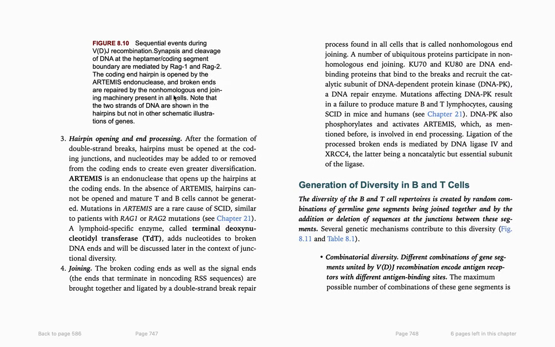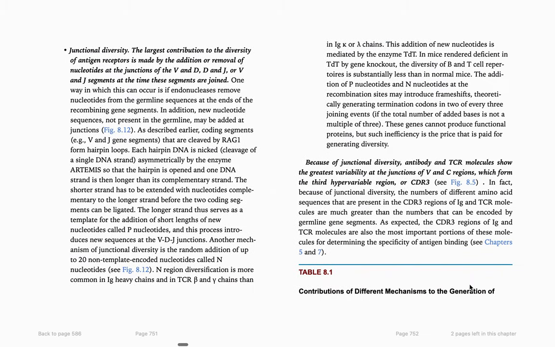Junctional diversity. The first one we were discussing was combinatorial diversity, and the second one is junctional diversity. The largest contribution to the diversity of antigen receptors is made by addition or removal of nucleotides at the junctions of the V and J segments at the time these segments are joined. One way this can occur is if endonucleases remove nucleotides from the germline sequence at the end of the recombined gene segment. In addition, new nucleotide sequences, not present in the germline, may be added at the junction.